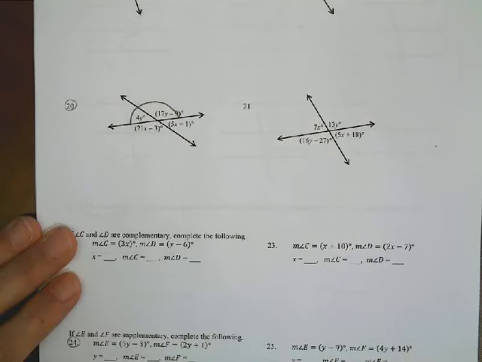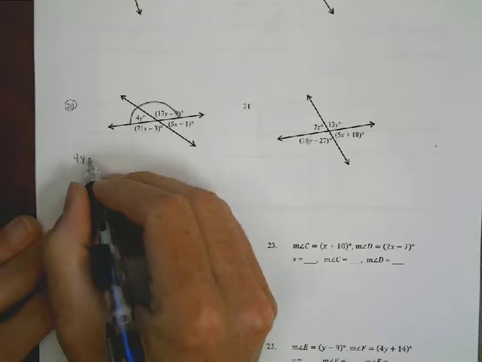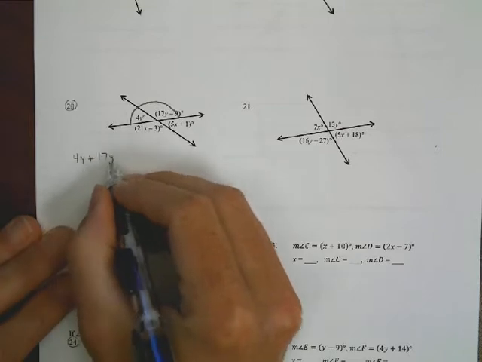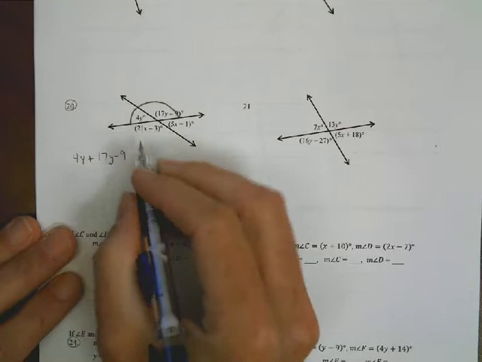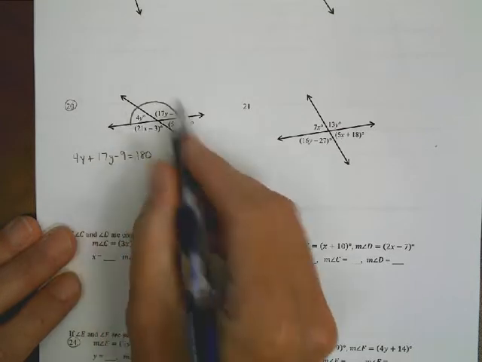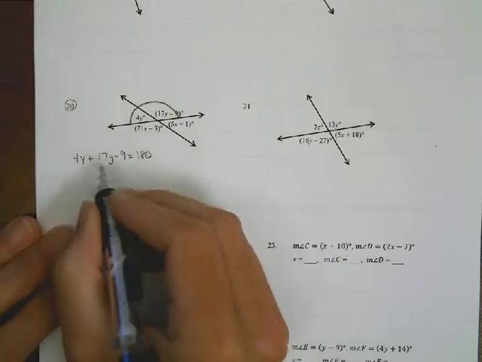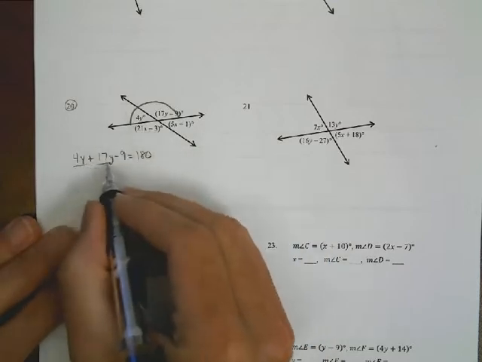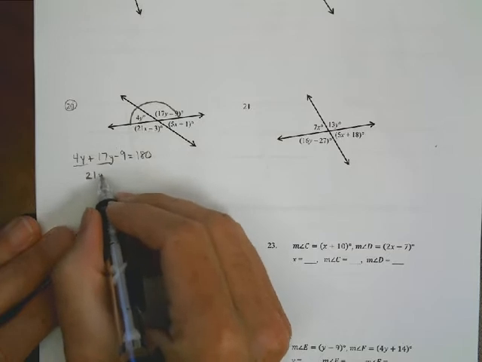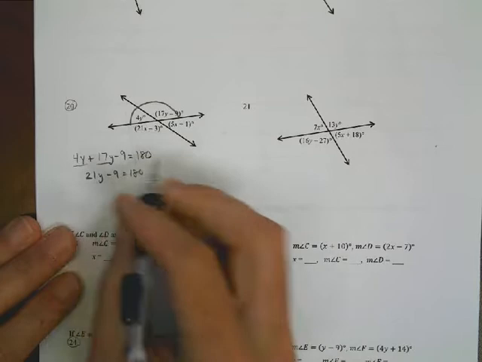And so I'm going to start by saying that 4y plus 17y minus 9 is equal to 180 because that's a supplementary angle when I combine those two together. Now I can combine my like terms. So here's a 4y and a 17y. I have a 21y minus 9 equals 180.